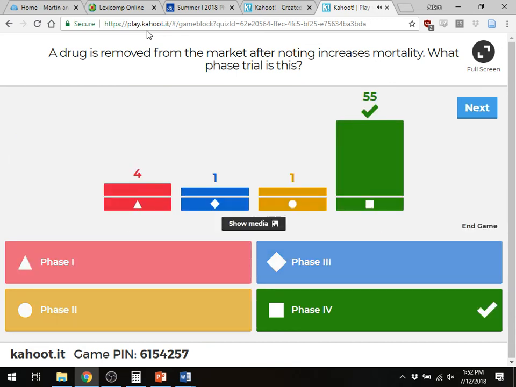Yes, this would be a phase 4 trial. Remember, phase 1, 2, and 3 are the actual clinical trials. That's where you're dealing with patients, smaller numbers of patients. So once the drug is out on the market and giving it to millions of people, that's when you can find those 1 in a million sort of side effects, or you can find that increase in mortality. So it would be a phase 4 trial. And anytime you're taking a drug that's on the market, you're in a phase 4 trial.